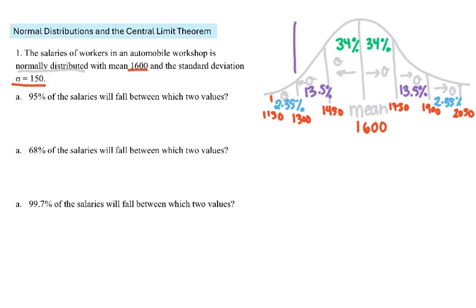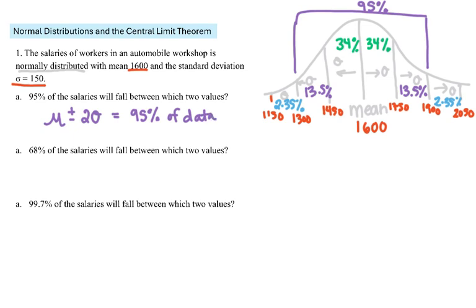Turns out that 95% of the salaries are in this range. So 95%, if you added up 13.5 plus 34 plus 34 plus 13.5, you would get 95% of the data. It falls within plus or minus, so it's going to be the mean plus or minus 2 standard deviations that will give you 95% of the data.